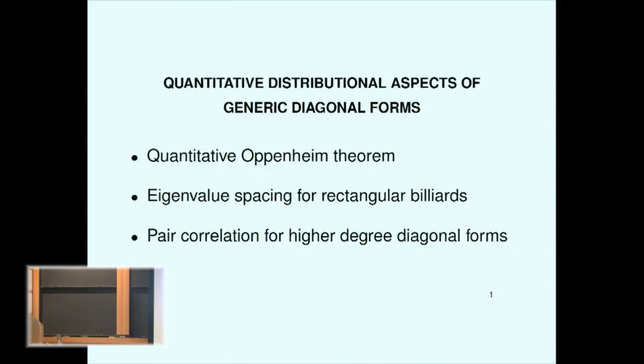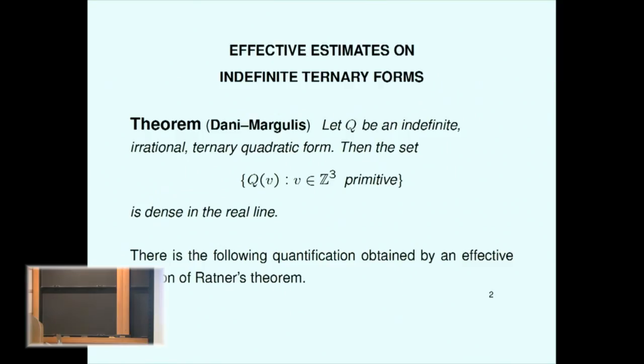So let me start by reviewing what will be on the table, roughly speaking. First, recall a remarkable theorem of Dani and Margulis, which is a purely qualitative theorem, but again is a result for specific quadratic forms. So we are considering an indefinite ternary quadratic form Q, which is not proportional to a rational quadratic form, so I will call it an irrational quadratic form. And then you evaluate this quadratic form at the integers, say for v in Z^3.